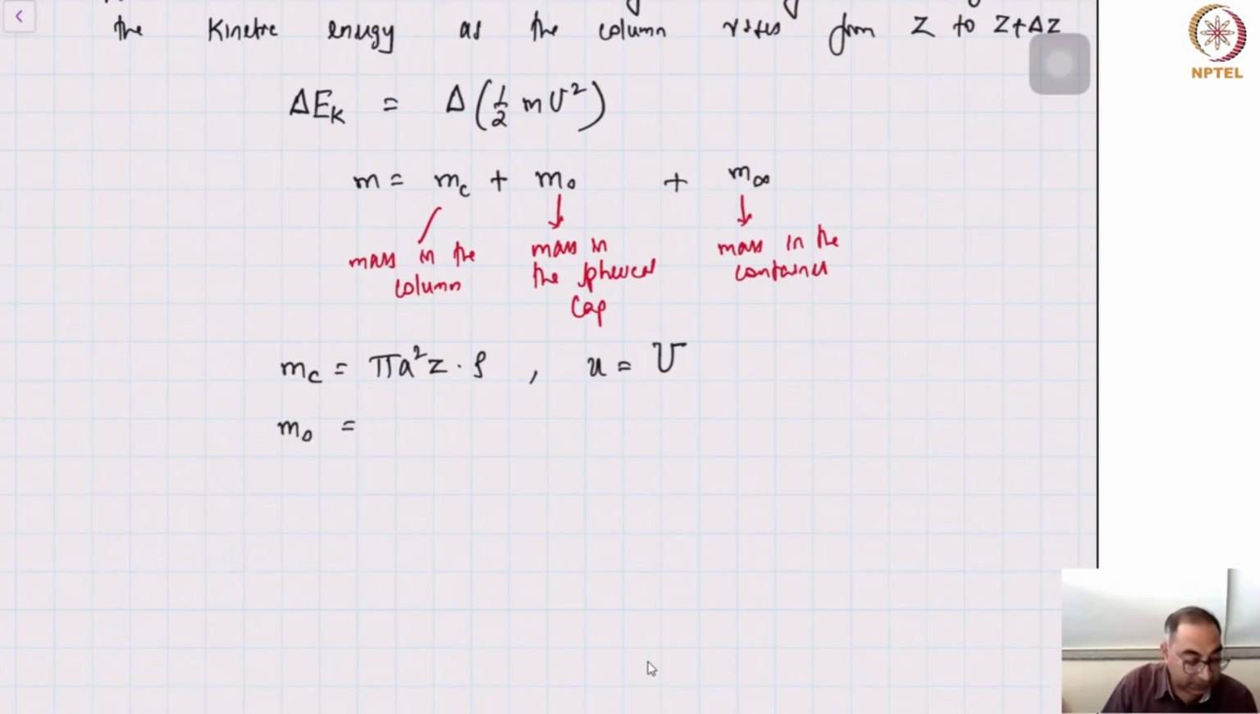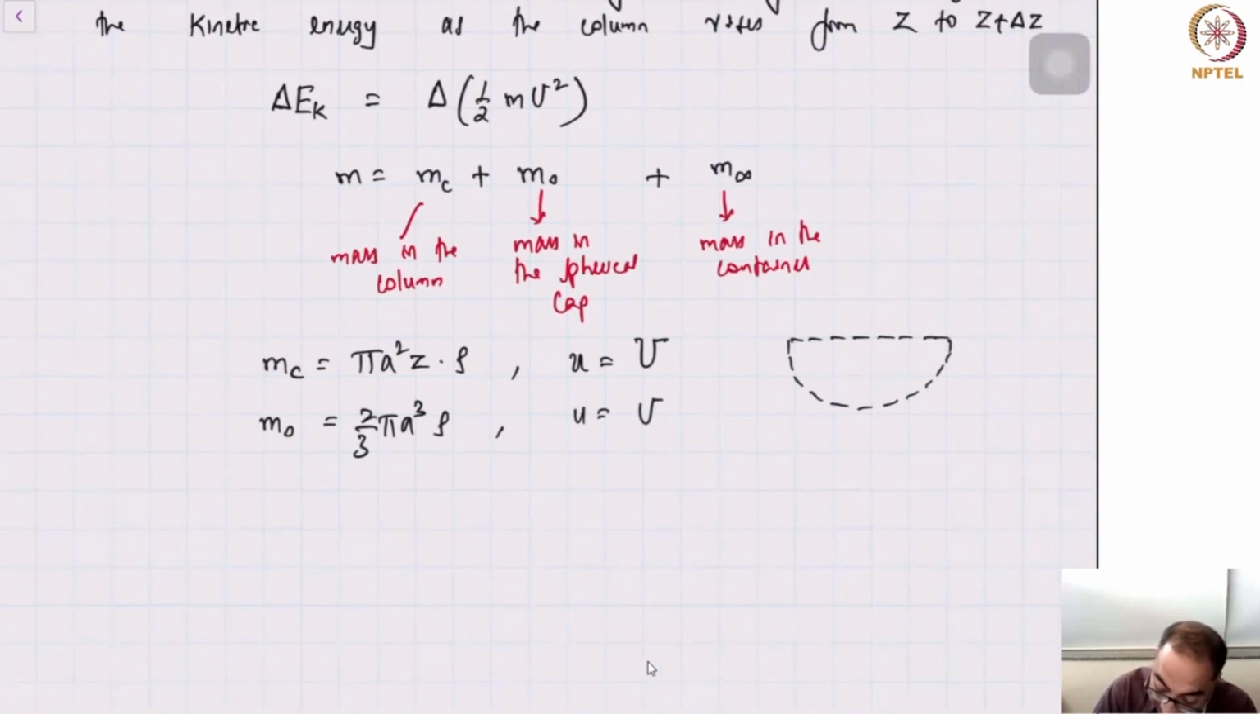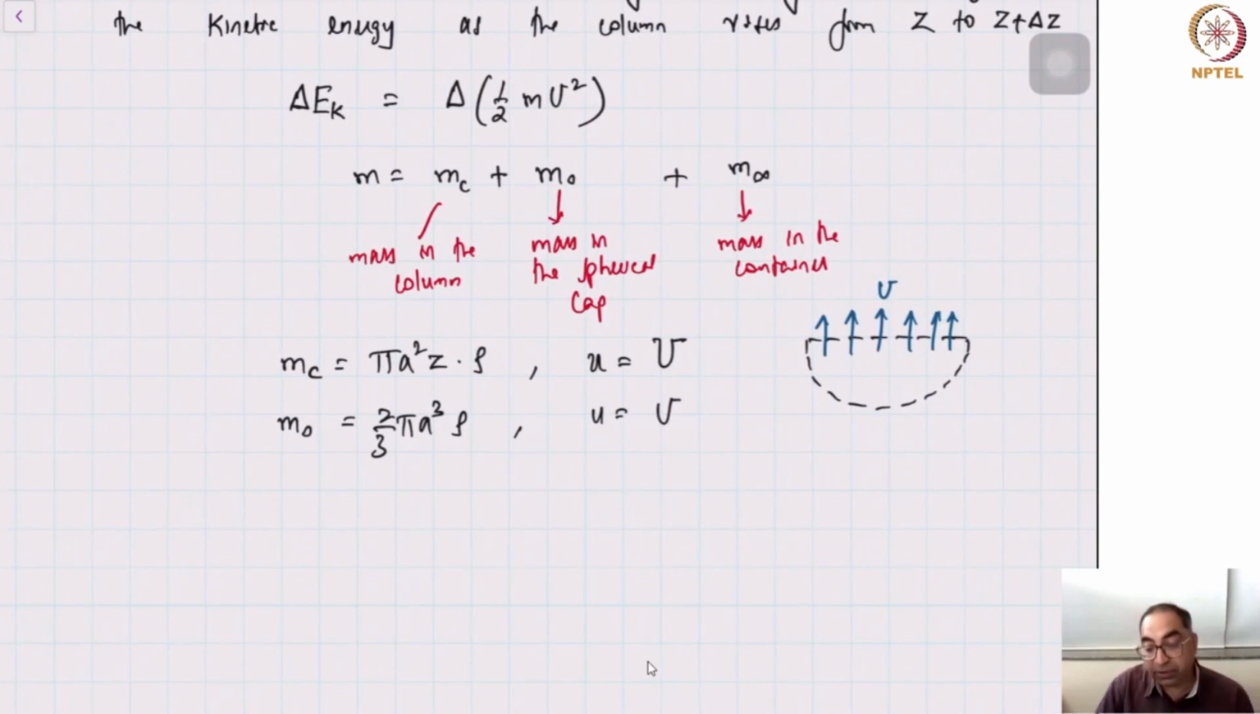Mass in the spherical cap, you can say, is basically a spherical cap, therefore it is half the volume of a sphere, that's 2 by 3 pi a cube, and the fluid density is rho, and the velocity is again capital U. So the mass balance that we are looking at is, we have a spherical cap here, and in the spherical cap, the fluid is basically going with a velocity U. And because the fluid is going with the velocity U, it has to enter with some velocity.